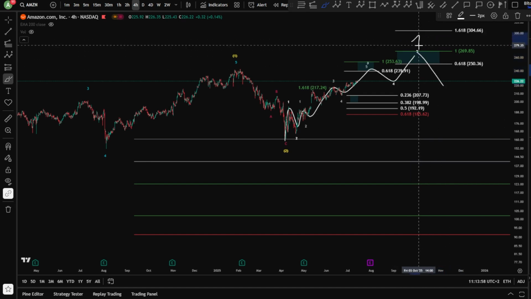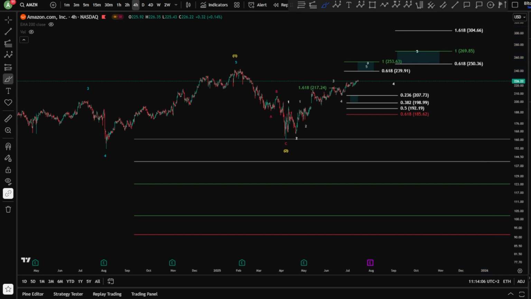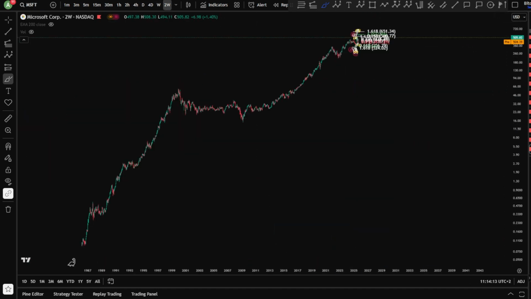Don't forget that this even can be a wave 1, seeking for a wave 2, and then simply continuation for higher prices. That was it for Amazon. Let's move also for the next one, which is Microsoft. On Microsoft, for the all-time history, we are looking at the following prices.